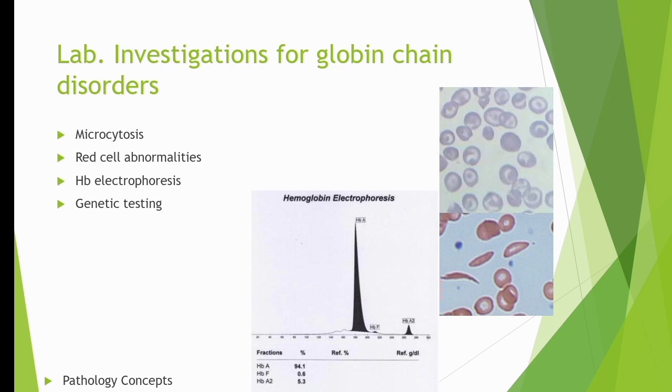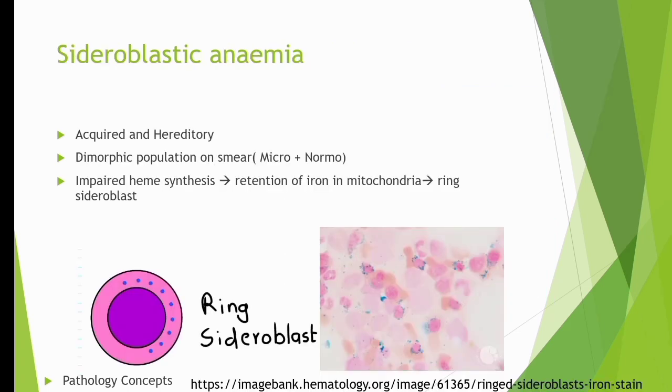Genetic testing is available and important for the confirmation of a globin chain disorder and for prenatal diagnosis. Sideroblastic anemia. They are acquired and hereditary. They show a dimorphic population on smear, microcytic and normocytic. Impaired heme synthesis leads to retention of iron in mitochondria, and in bone marrow aspiration, many nucleated red blood cells with iron granules surrounding the nucleus are seen, and they are called ring sideroblasts.